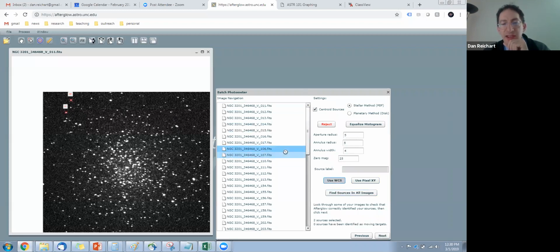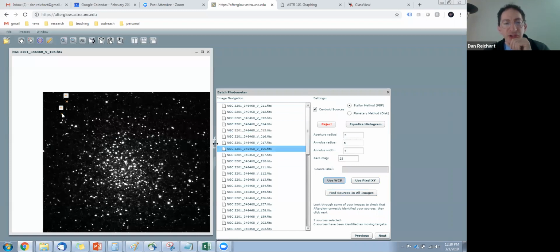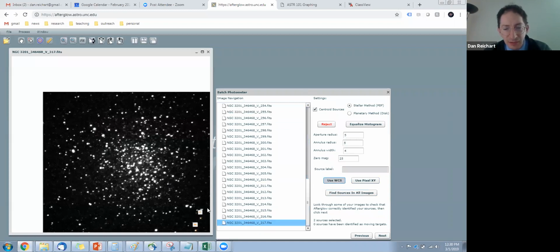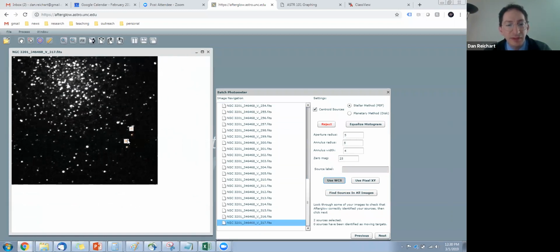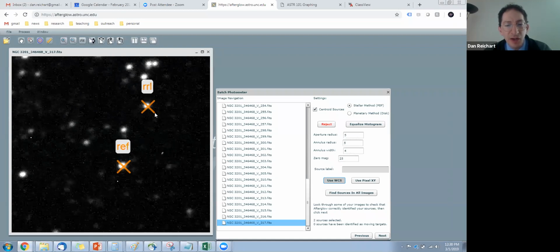So now if I go to any other image, it shifted, but it found it. And I can even go all the way to the end. We've had a meridian flip, and so they're now down here, but marked. So that's the great thing about the WCS.